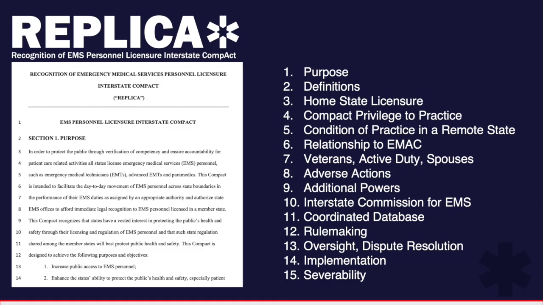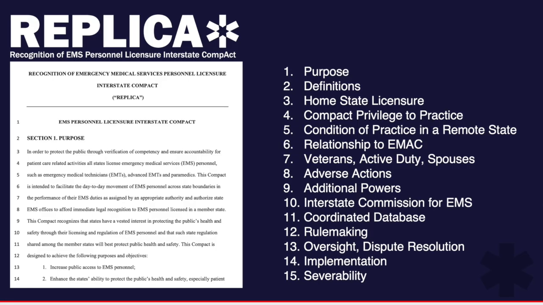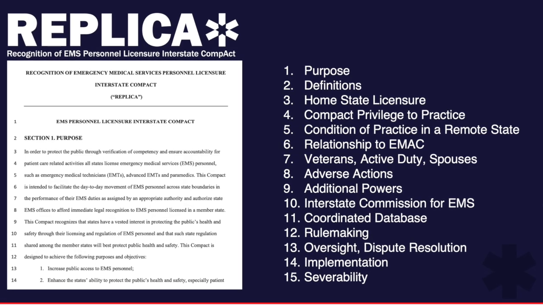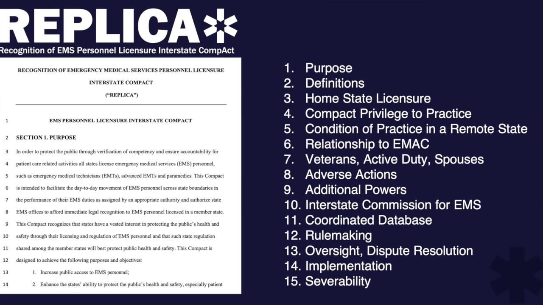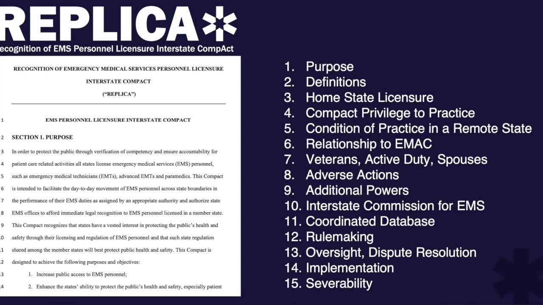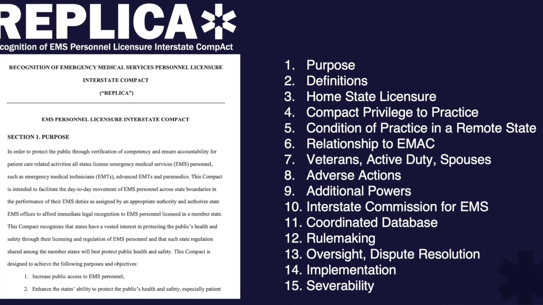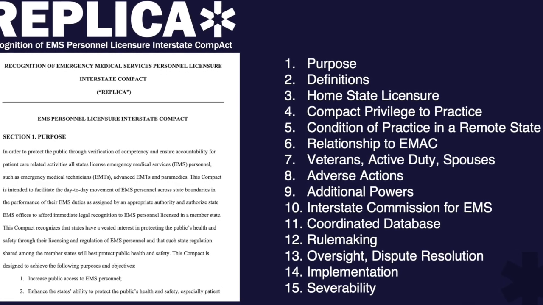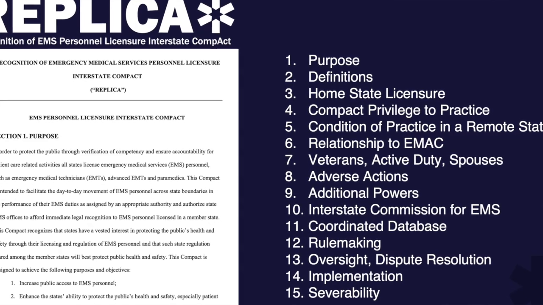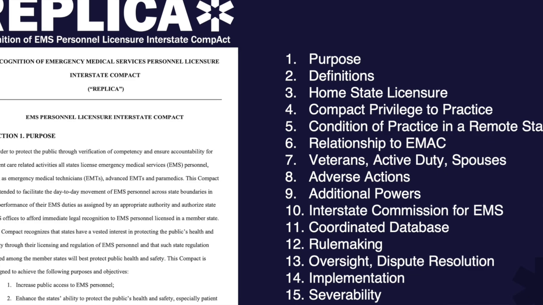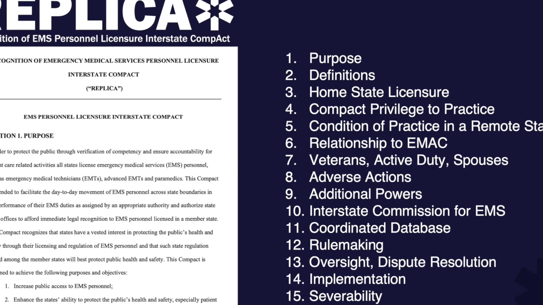Now, the law, this model legislation, has 15 components. And you can see the components on the screen. As with any law, it starts out with a purpose section and definitions. But then it goes into home state requirements and the privilege to practice. It also includes a relationship clause to EMAC. EMAC is the Emergency Management Assistance Compact, another compact. So the EMS Compact does not compete with EMAC. In fact, they are engineered and designed to actually work together for slightly different purposes.